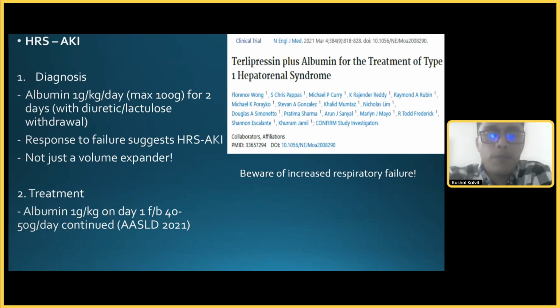And if the response of creatinine has failed, the creatinine doesn't come down, then it suggests that the patient may have a hepatorenal syndrome type 1. Of course, we need to rule out all other things like nephrotoxic drugs and presence of proteinuria, hematuria, and structurally abnormal kidneys. Now, that was the role of albumin to diagnose hepatorenal syndrome type 1 or HRS-AKI.